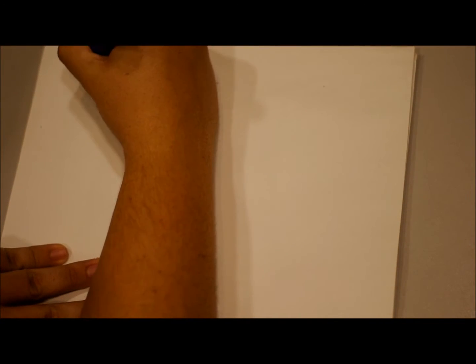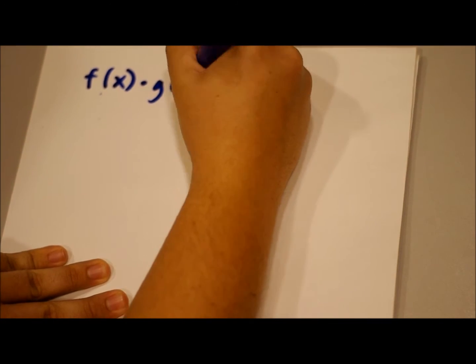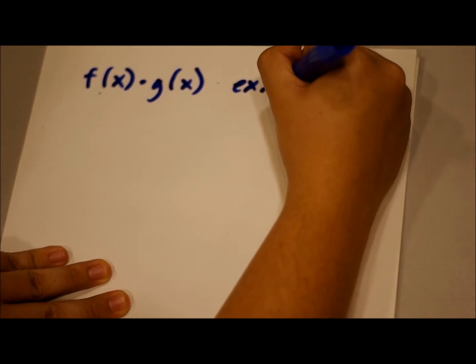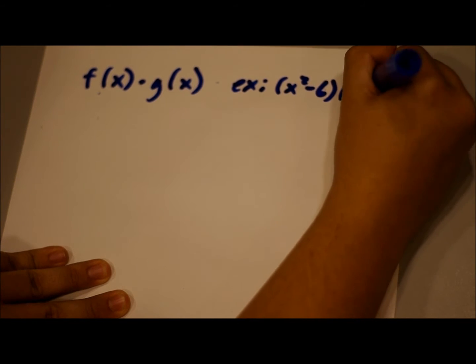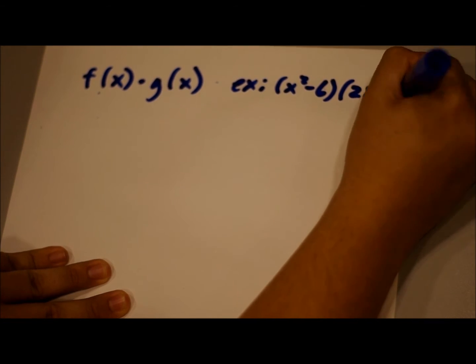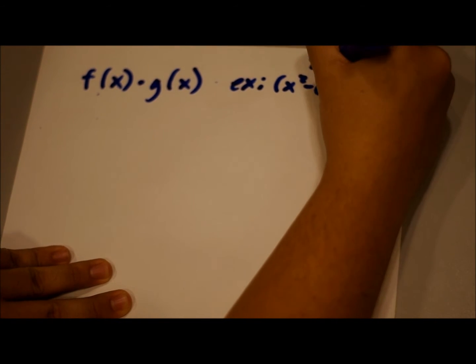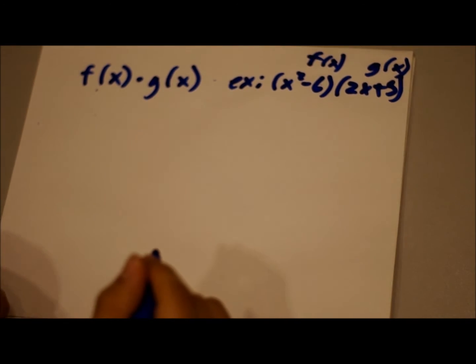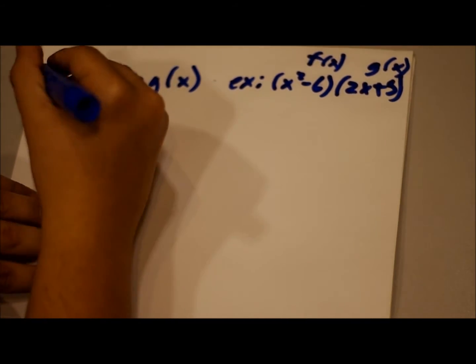If you have a function, let's say f of x times g of x. An example of this would be x squared minus 6 times 2x plus 5. Okay? Whereas this would be your function f of x, and this would be your g of x. Alright? So when you take the derivative of these two functions, it's going to look something like this.